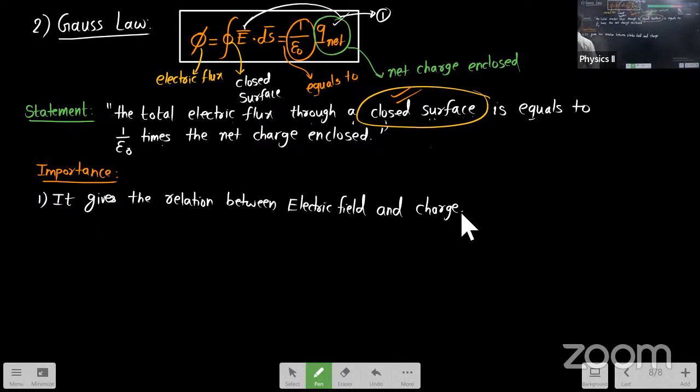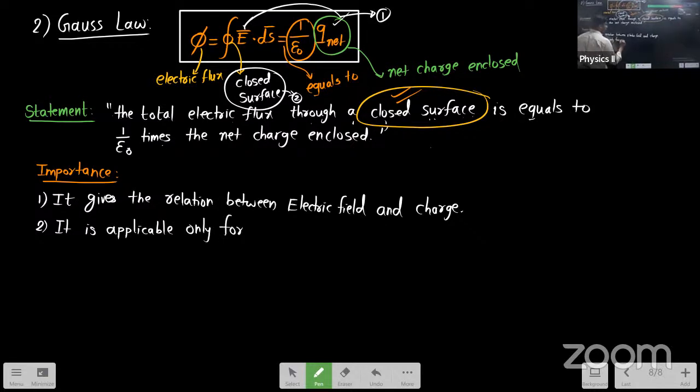Let us move on to the next important point. Our second important point is this one. Which type of surface? Closed surface. So you can write it is applicable only for closed surfaces. So what was the first importance of Gauss law? It is giving the relation between electric field and charge. And what is the next importance? It is applicable only for closed surfaces.